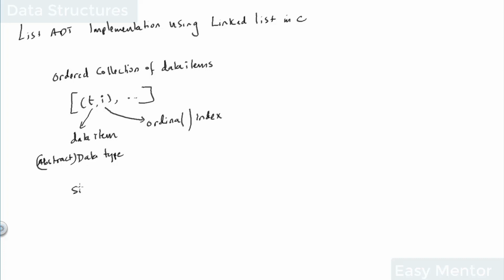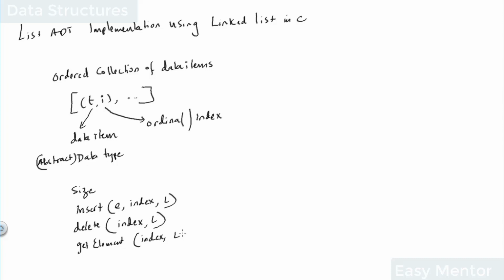Some of the operations were size, to give the number of elements in the collection or list; insert, to be able to insert an element E at an index on the collection; delete or remove, which can remove an element from the collection present at the index given as input; get element, which returns the element present at the given index; get index, it's like a reverse map which gets the index for a given element.